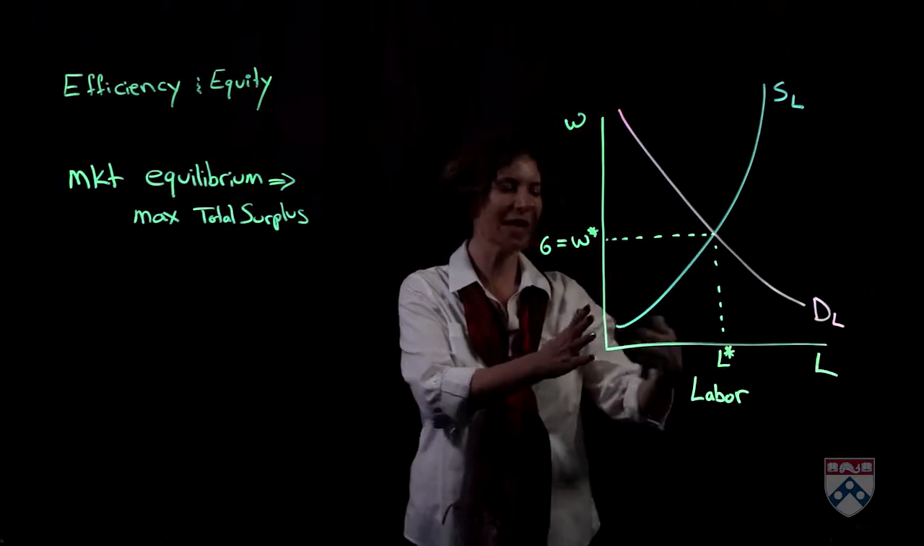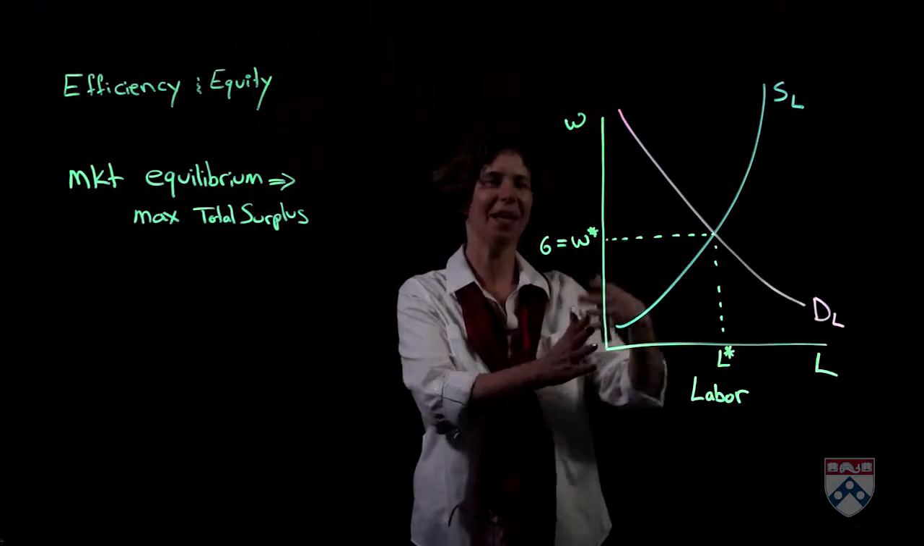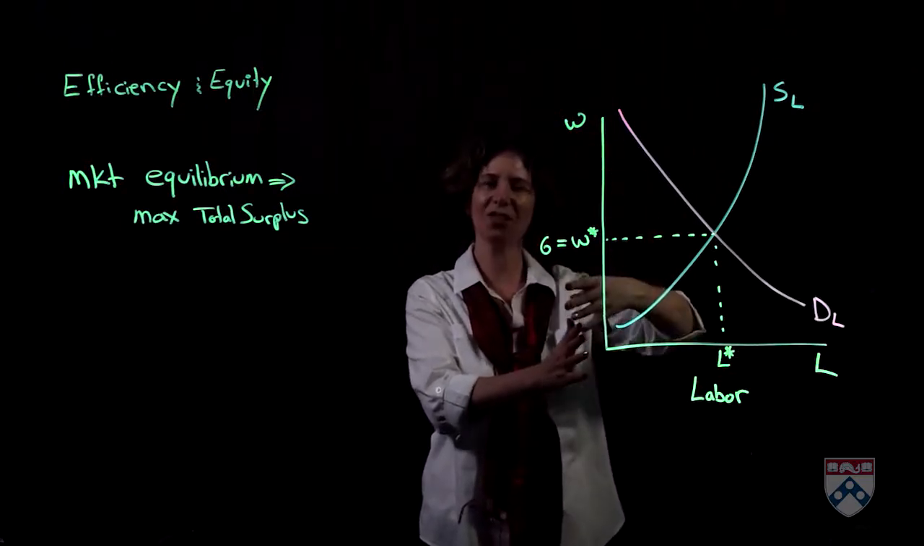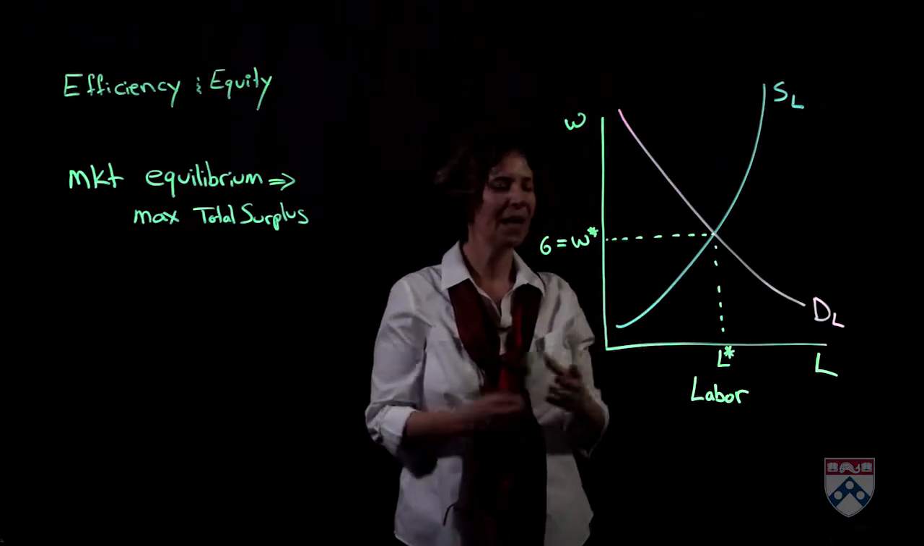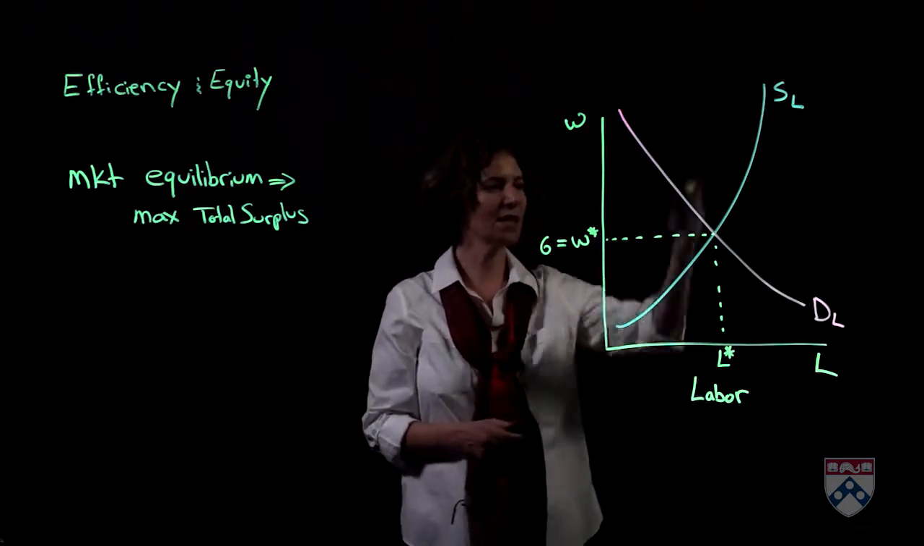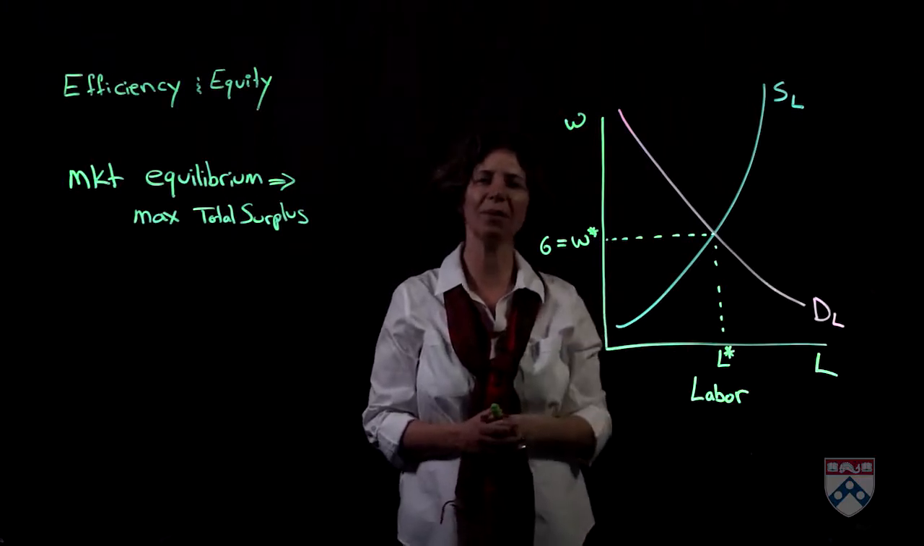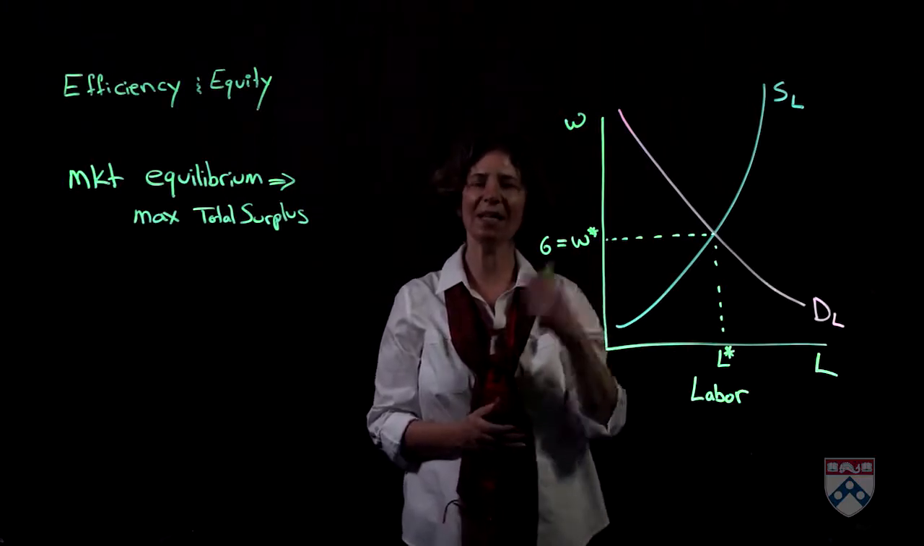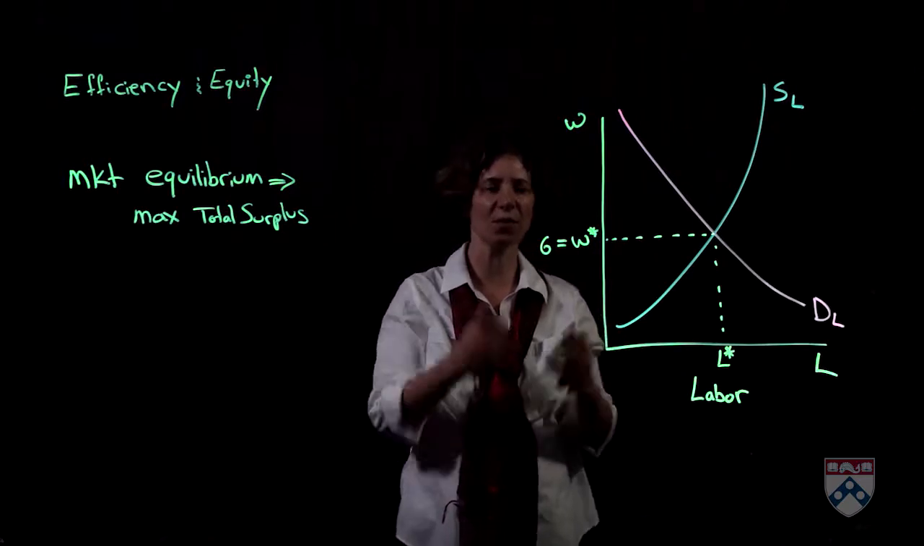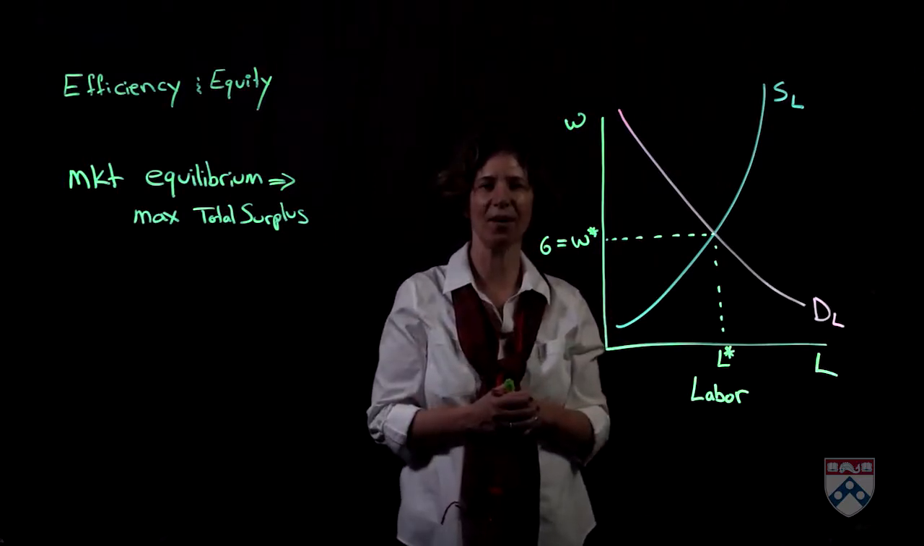So we'll use L for the quantity of labor, and W for the wage, the price of labor. And in an equilibrium, quantity supplied is equal to quantity demanded. We have an equilibrium level of employment at an equilibrium wage rate. So in this case, $6 an hour.